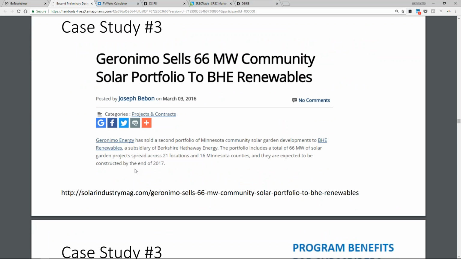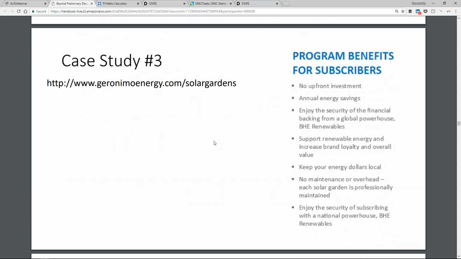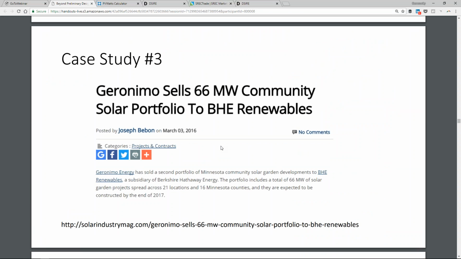So we have Geronimo Energy selling 66 megawatts of community solar projects to Berkshire Hathaway that it developed, and it says projects spread across 21 locations across 16 Minnesota counties. Now, 66 megawatts is nothing to sneeze at. So how did these projects get developed?